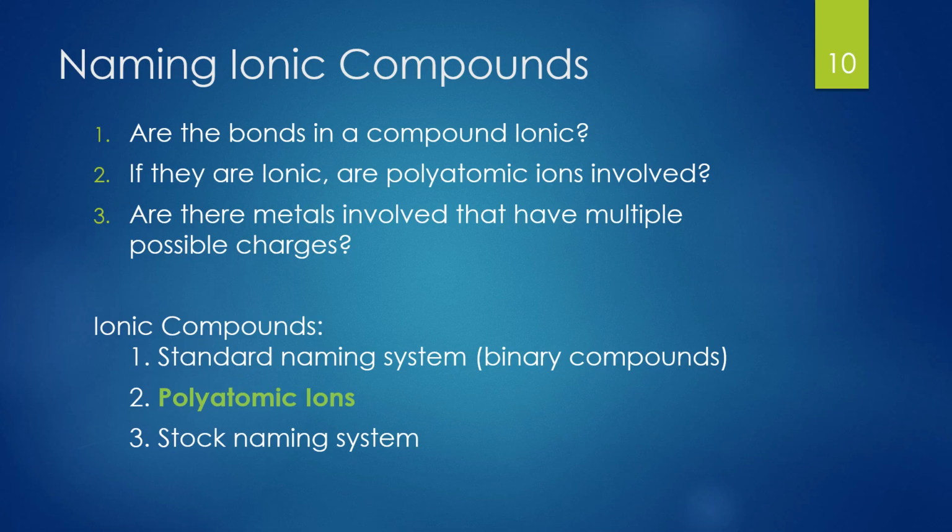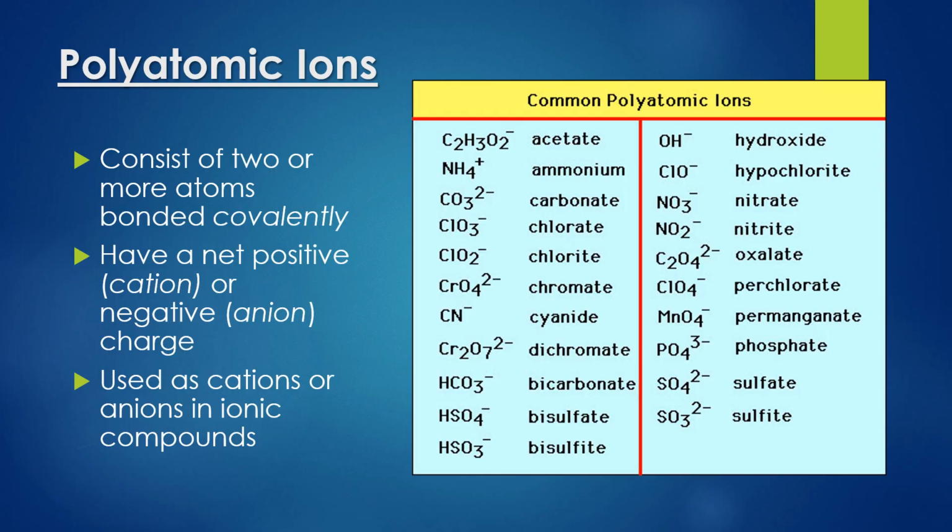All right, so now we've learned how to name the main group metals when they're in ionic compounds. So next we're going to look at polyatomic ions. Polyatomic ions consist of 2 or more atoms that are bonded covalently. If you look at this table of common polyatomic ions, you'll see that most of them are nonmetals with other nonmetals. And nonmetals bond covalently with other nonmetals, and we'll see that when we talk about covalent compounds next.